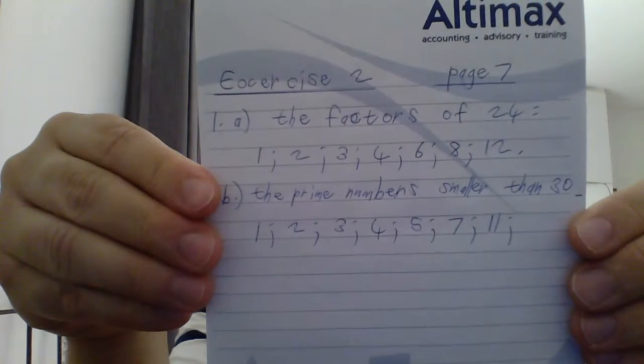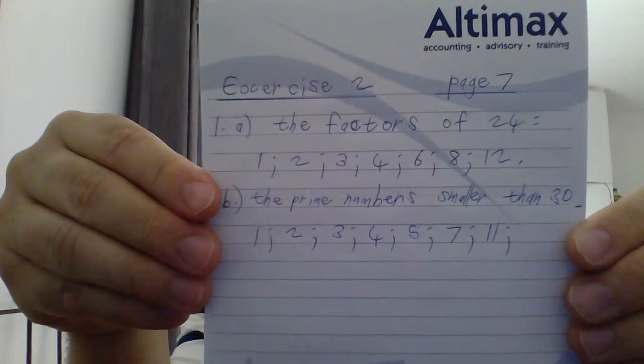8, now 8 can be divided by 4 as well as by 2. So 8 is not a prime number. 9, 9 can be divided by 3. 10, 10 can be divided by 5 as well as by 2. 11, 11 is a prime number. You can only divide 11 by 1 and by 11. You cannot divide it by anything else.